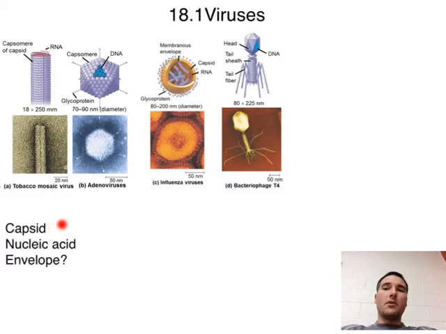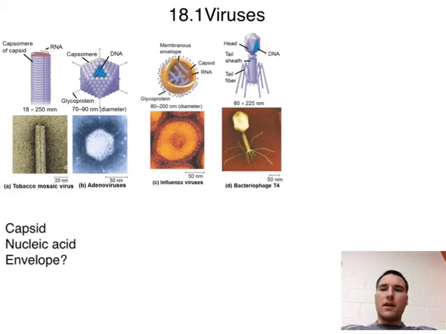That capsid will be surrounding some form of a nucleic acid, so that could be DNA, either double-stranded or single-stranded, or it could be RNA, either double-stranded or single-stranded. So we have a nucleic acid surrounded by a protein, and on some viruses we have something we call an envelope.